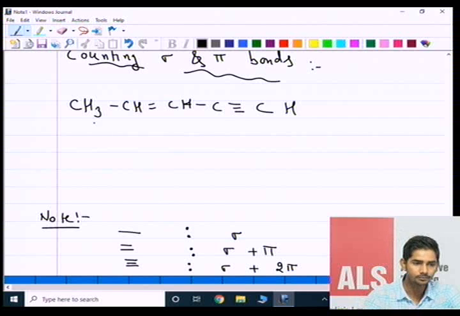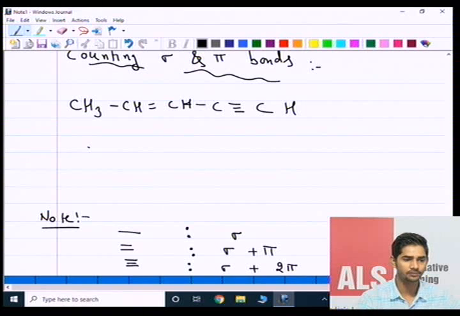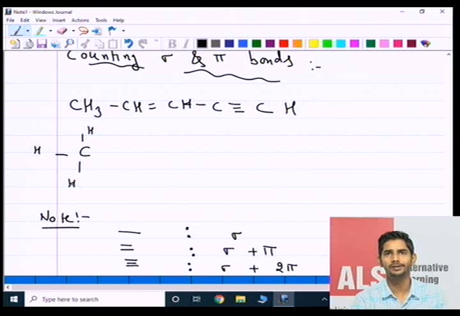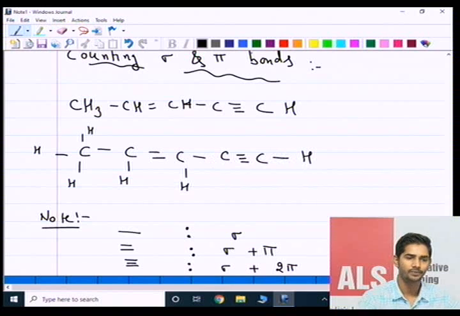Now, just look at the structure. Guys, first of all, we need to expand this structure. Draw its simplest form. So in the simplest form, this structure can look like this. I think in organic chemistry you have already learned about it, or you should have knowledge about this, that I can write it like this in the expanded form. Okay, now we can count the bonds.